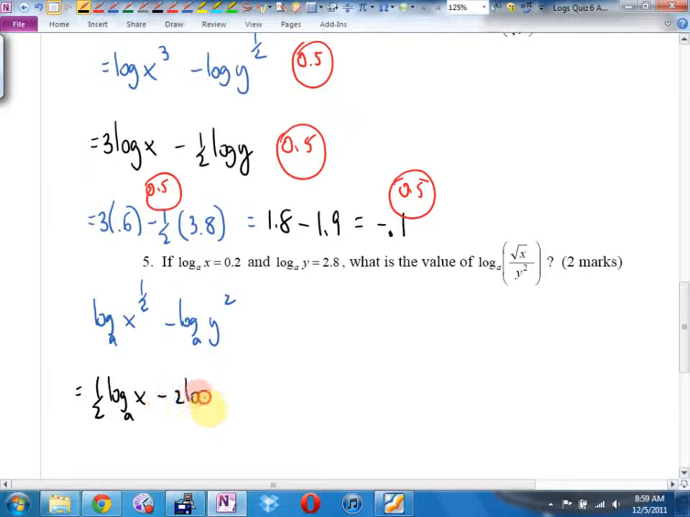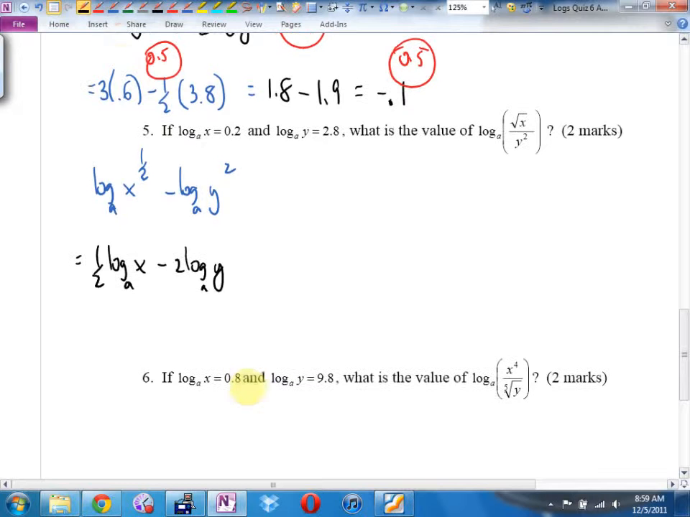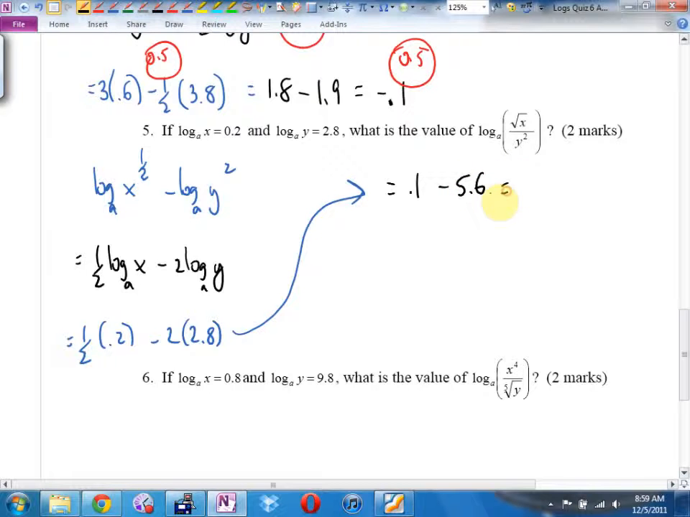which is going to be a half of 0.2 minus 2 times 2.8, which I'm pretty sure is 0.1 minus 28 times 2 is 5.6. Is the answer negative 5.5? Half mark, half mark, half mark, half mark.